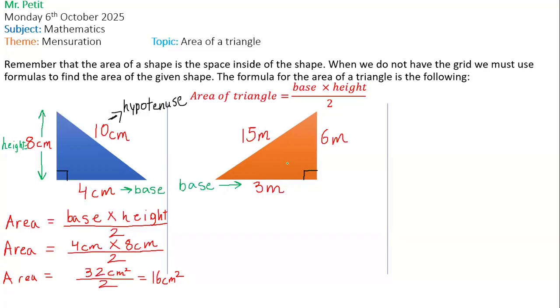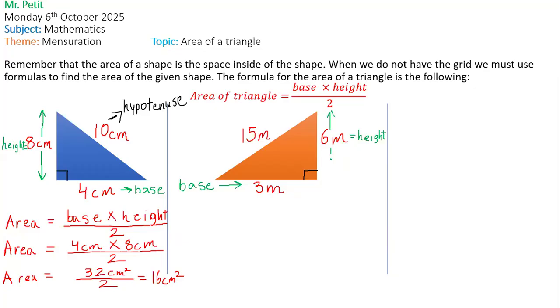Which side is the height? 6. Very good. 6 is the height. 6 meters is the height. Anyone know the symbol for millimeters, since he said it? Mm. Very good. Mm is the symbol for millimeters. Okay, height. So it's going to be height. Good. So that's the same height right there.